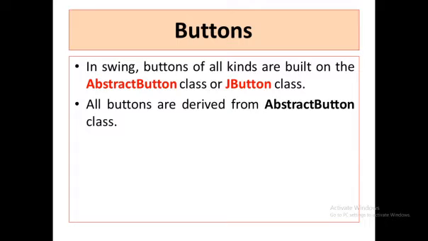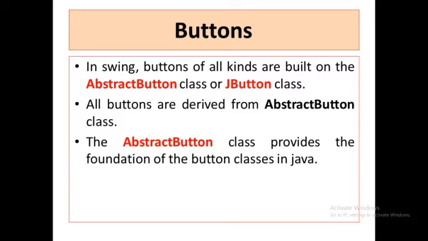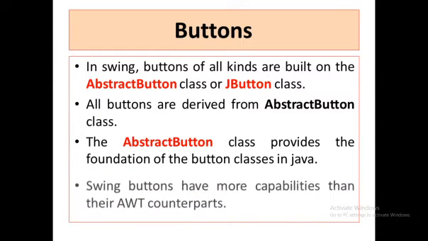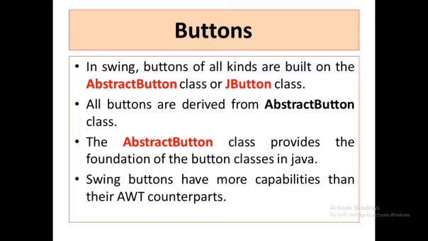All buttons are derived from the AbstractButton class. It means the number of button classes that we have in the swing package as well as in the AWT package are derived from the AbstractButton class. The AbstractButton class provides the foundation of the button classes in Java. Swing buttons have more capabilities than their AWT counterparts, or we can say the Button.